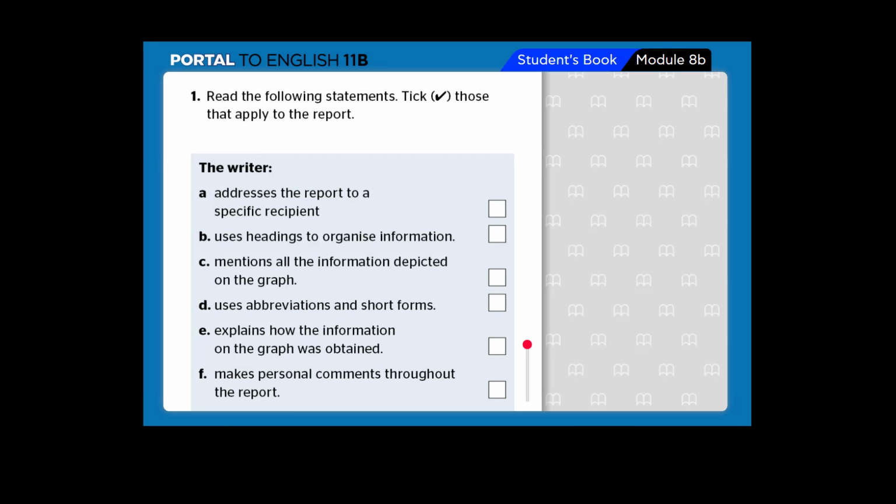After reading the task and the report, we should answer the following question. Read the following statements, tick those that apply to the report. يعني بعد إذنكم وبعد قراءة الريبورت التقرير ضع علامة صح أمام الخانة التي تنطبق على التقرير.